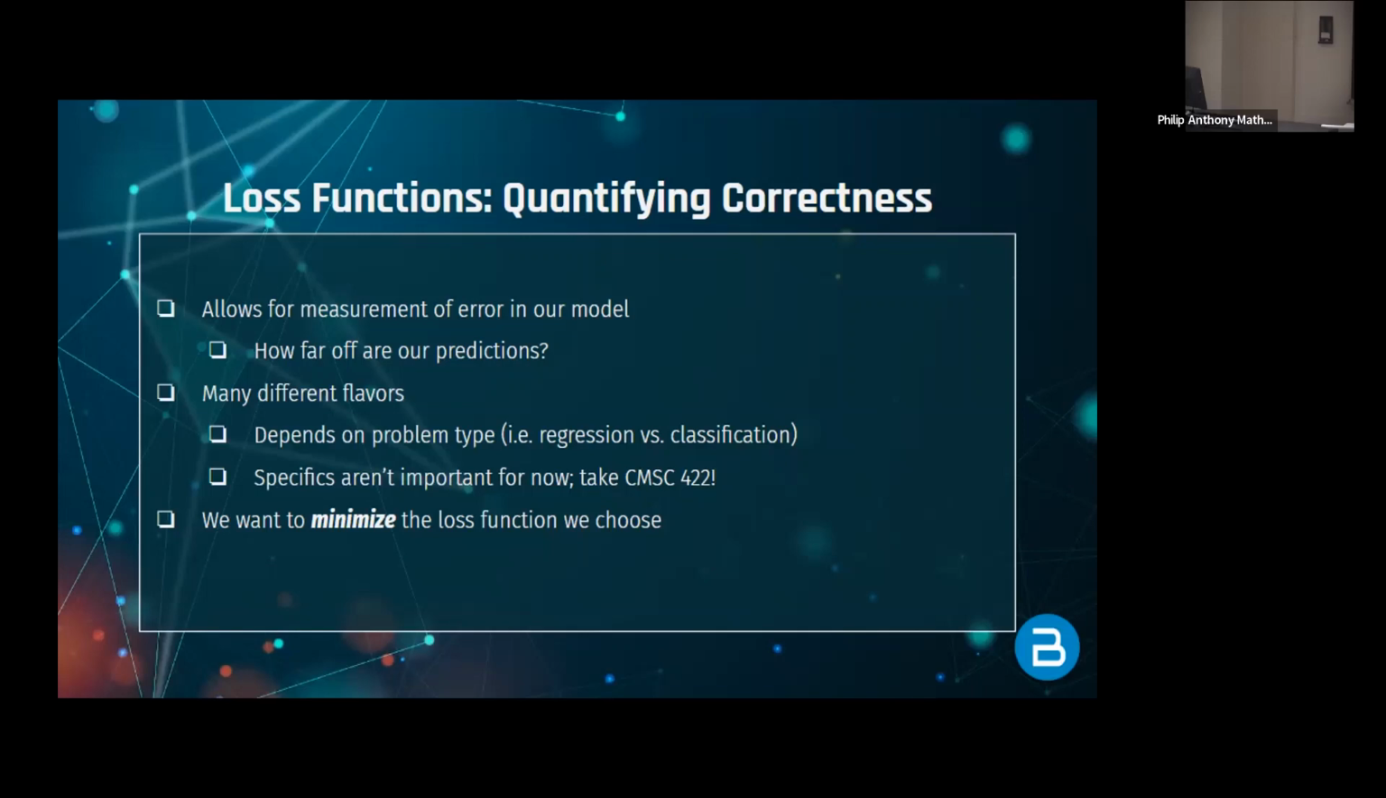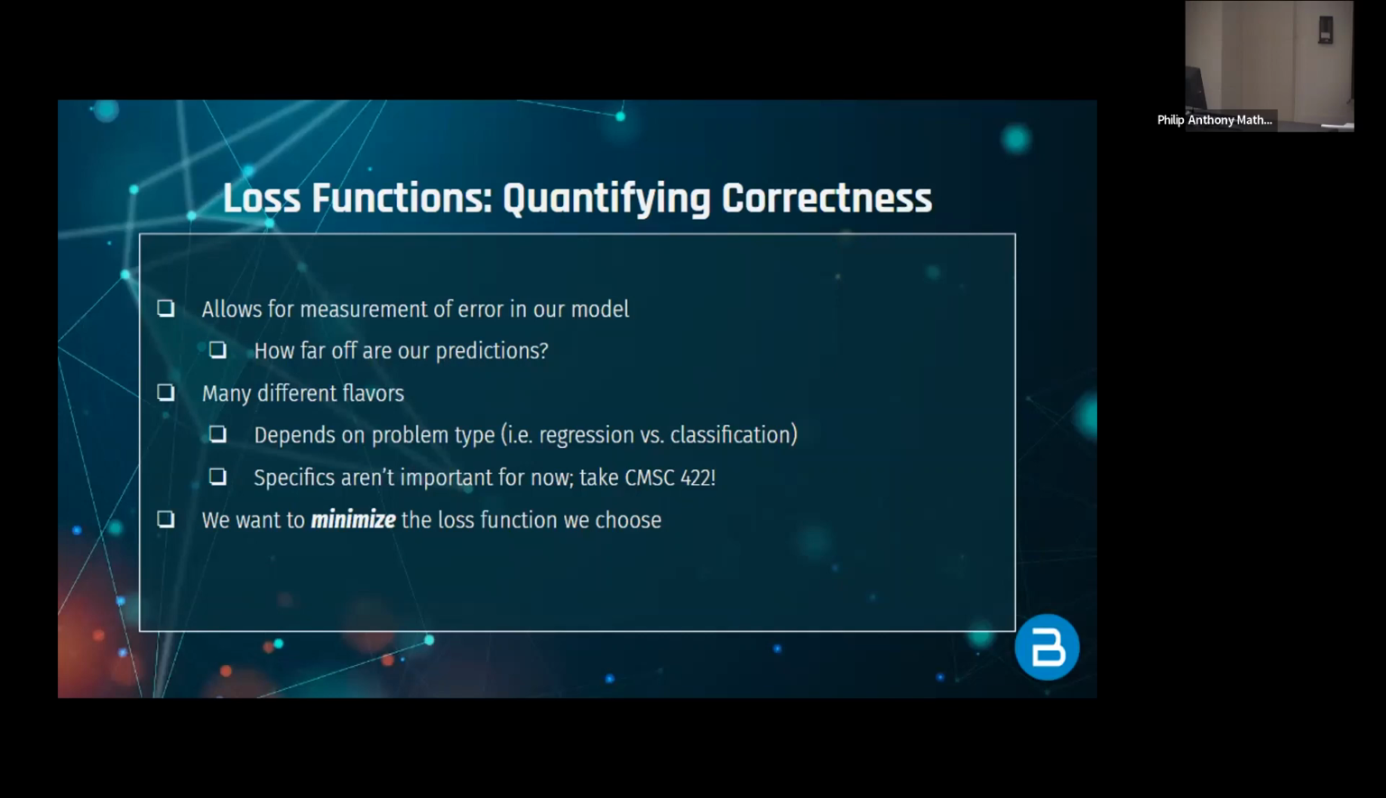And so, as I mentioned, these loss functions, which I'm not going to show examples of because none of them are easy to graph in 2D, allow for measurement of error in your model. They specifically allow you to figure out how wrong you are. And as mentioned earlier, there's a million different types, and a million more on the way if you look at the research. It's entirely dependent on the problem type.